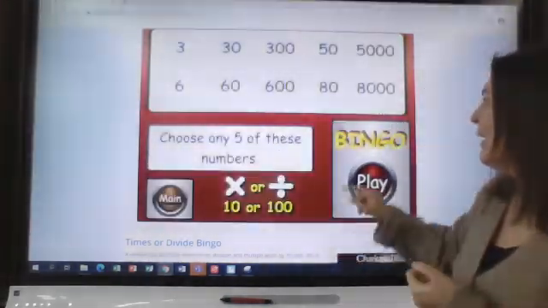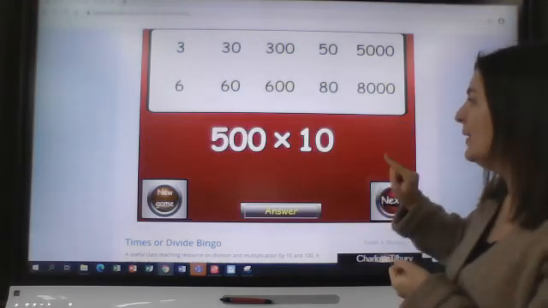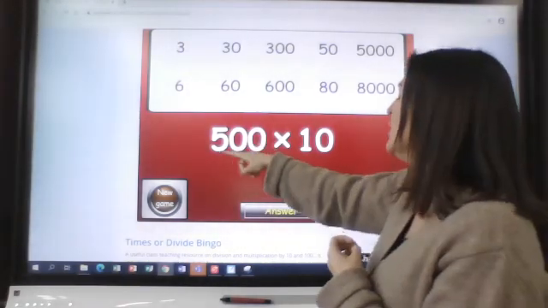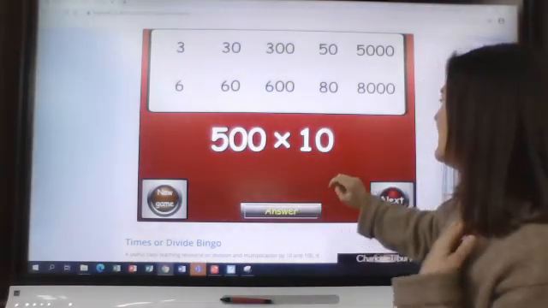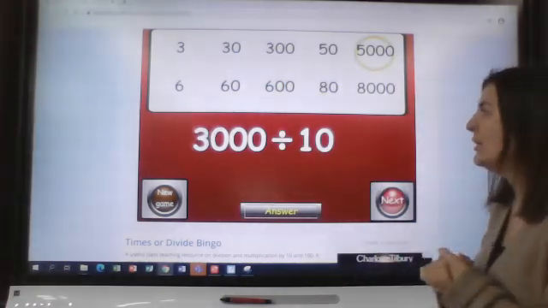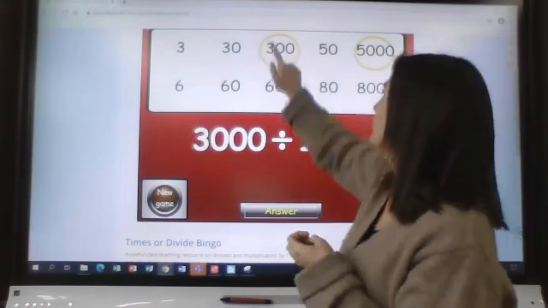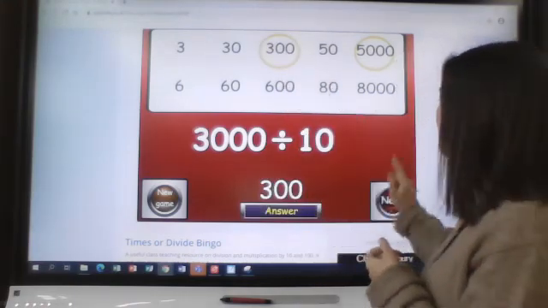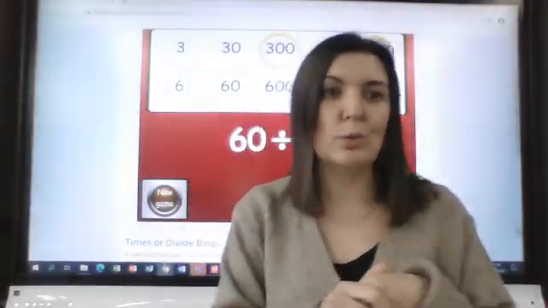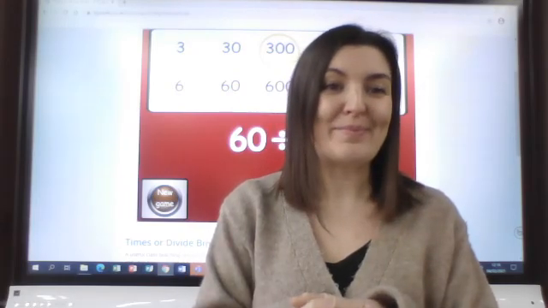So all you have to do then is go on to here and then click on play. It will give you a multiplication or a division. So I've got 500 multiplied by 10 here, so that would be 5,000. And then you can click on next. So then 3,000 divided by 10, that would be 300. You can check your answer, click on next. So have a couple of games to get your brains warmed up. So you can pause the video now and have your games.